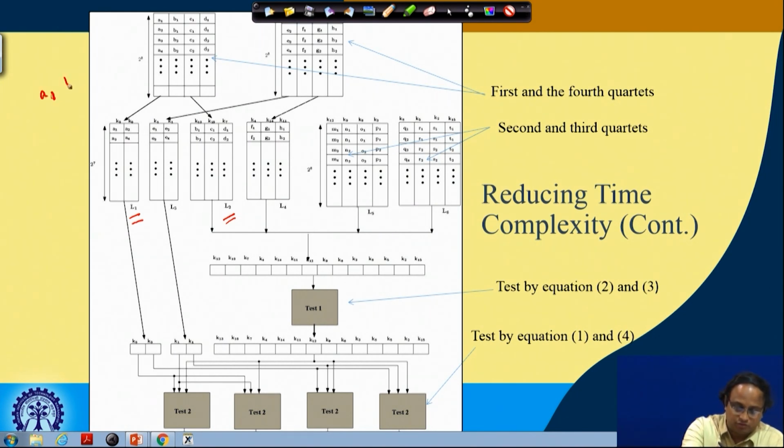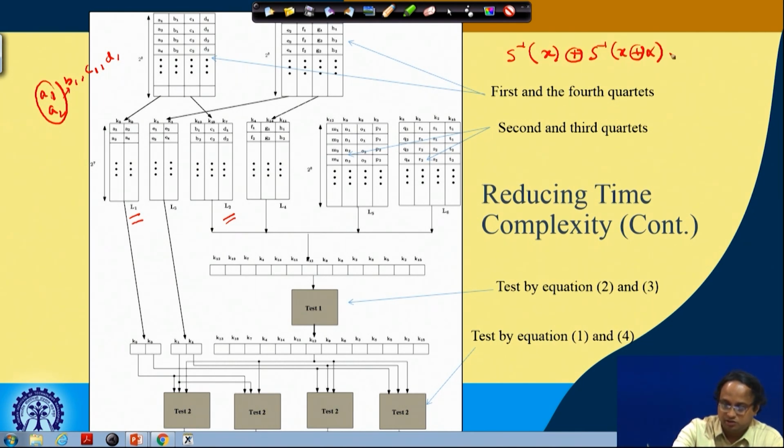So suppose for 3 key bytes, if you get B1, C1, D1, you will find that there are 2 values of A1, A2 which go along with this. I'm not explaining why this happens, but rather leave it as an exercise with a small hint. The form of these equations is: S inverse of x XOR alpha is equal to beta.